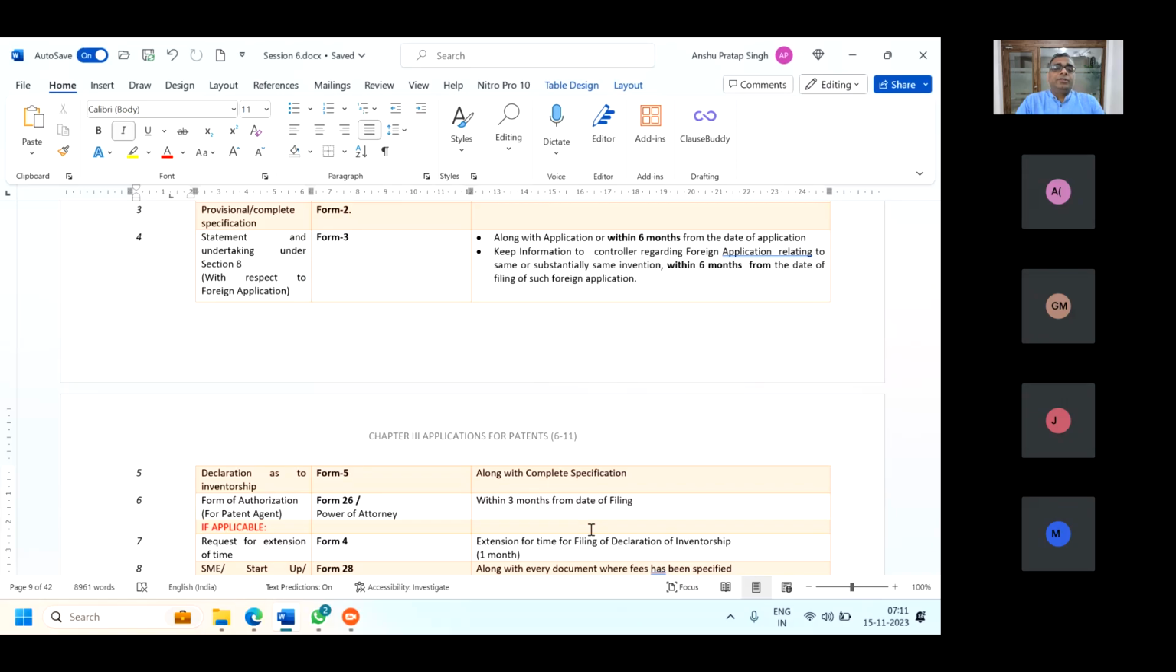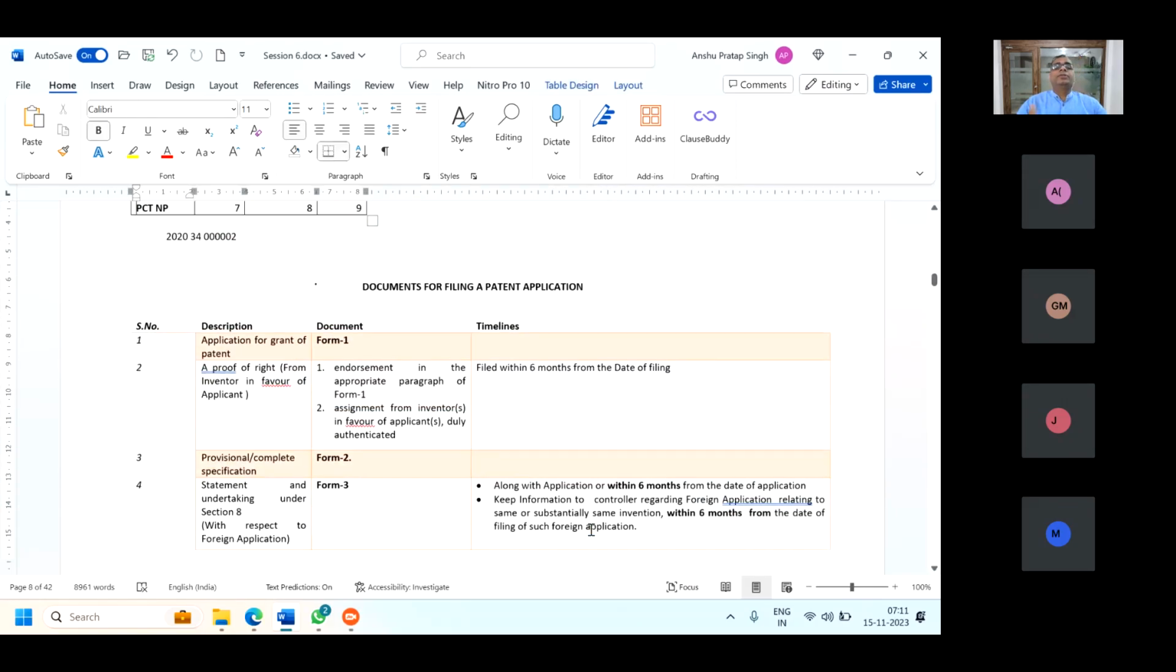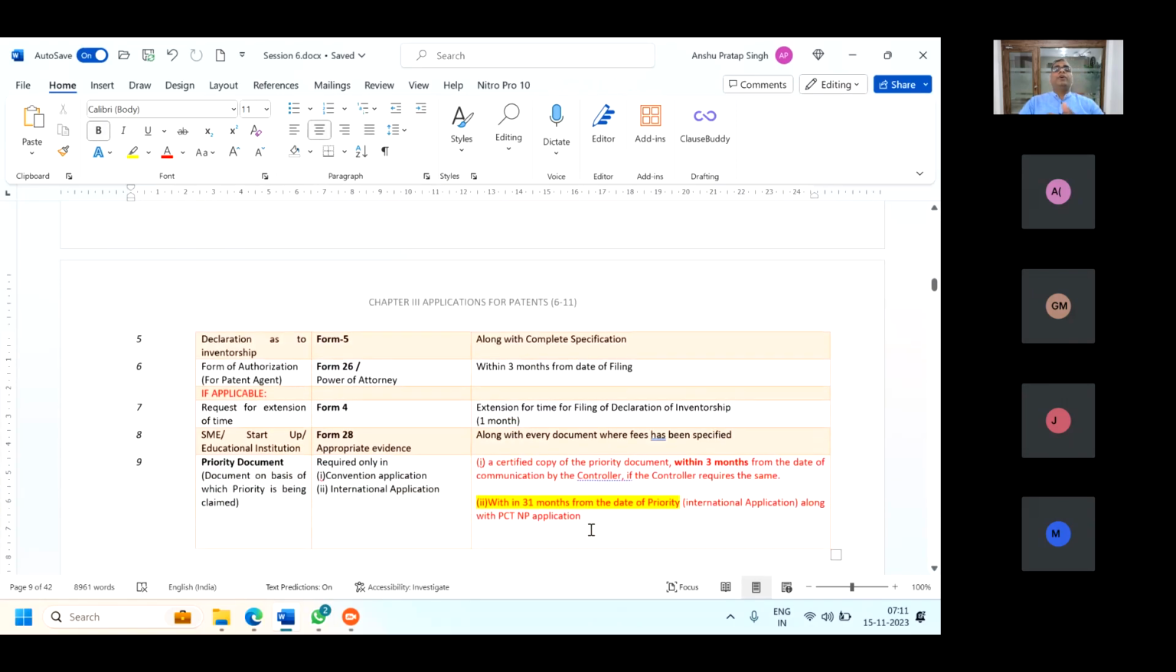Now, the dates on which these have to be filed are very simple. Form 1 has to be filed, and the day Form 1 is filed is the filing date. Form 2, either provisional or complete specification, should be filed along with Form 1. Then proof of right you can submit within 6 months. Section 8 statement and undertaking can be filed within 6 months. And later on, Form 5 should be filed along with the complete specification.